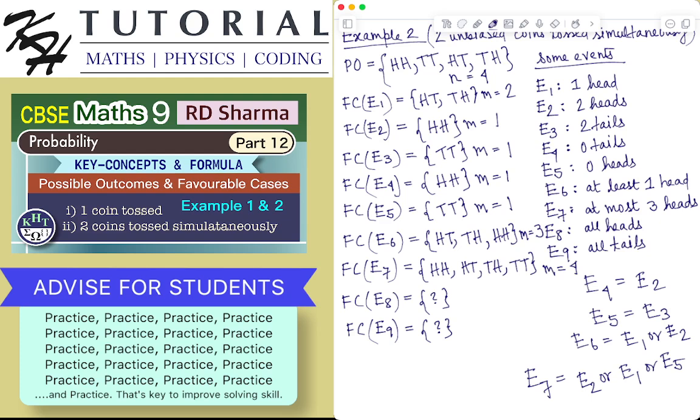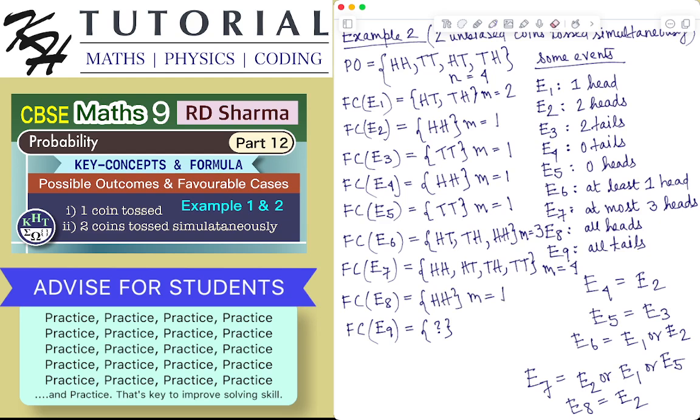Okay, let's see event E8. E8 says all heads. Now all heads means 2 heads. So event E8 is basically equal to E2. They are the same event. So the favorable cases to event E8 will be the favorable cases to event E2, which is head, head. So here for the event E8, small m is equal to 1.